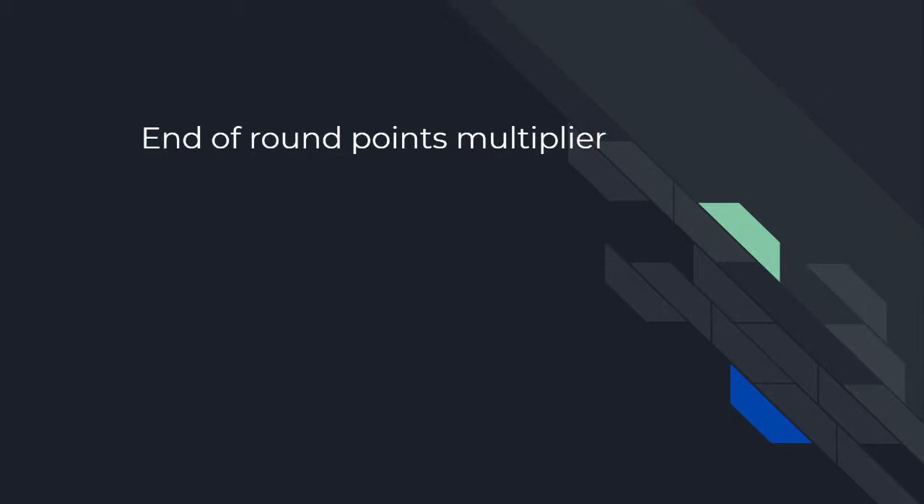Okay, in this video we're going to start doing the end of round points multiplier. So every couple of rounds, the amount of bonus points you get is going to start increasing. As the levels get harder, you get more points. So let's go back to Unity here.